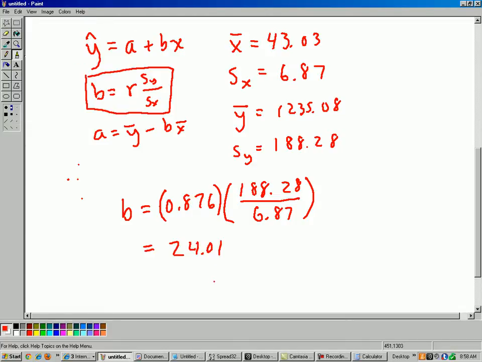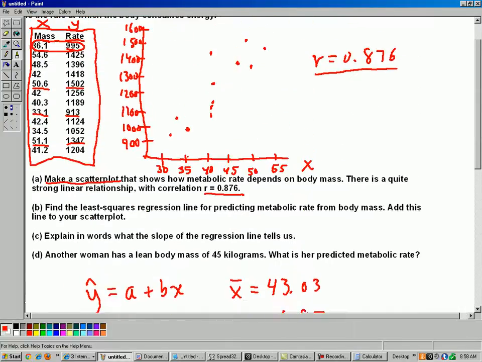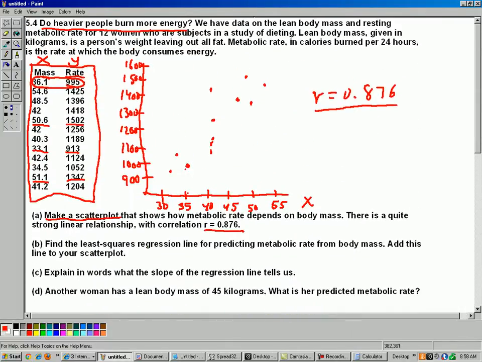Okay, there's our slope. And what does slope mean? Well, it's rise over run. It basically tells you every time, let's go back to our raw data here. In general, anytime x goes up by 1 kilogram, then y goes up by about 24 calories per 24 hours, period.